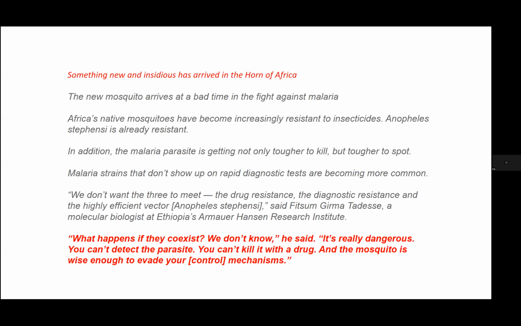Africa's native mosquitoes, that's Anopheles gambiae, have become increasingly resistant to insecticides, and Anopheles stephensi is already resistant. In addition, the malaria parasite is getting not only tougher to kill, but tougher to spot. Malaria strains that don't show up on rapid diagnostic tests are becoming more common. We don't want the three to meet: the drug resistance, the diagnostic resistance, and the highly efficient vector, he says. If asked what happens if they coexist, we don't know. It's really dangerous. You can't detect the parasite, you can't kill it with a drug, and the mosquito is now wise enough to evade control mechanisms.